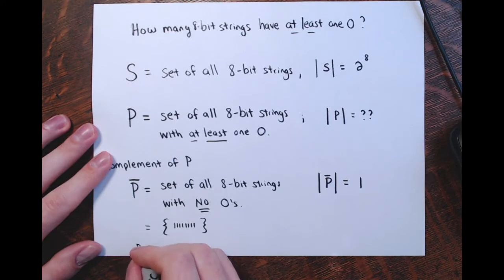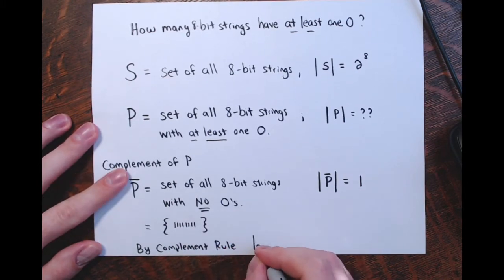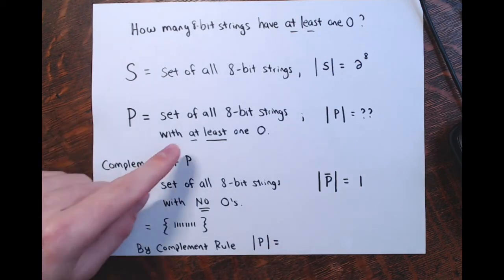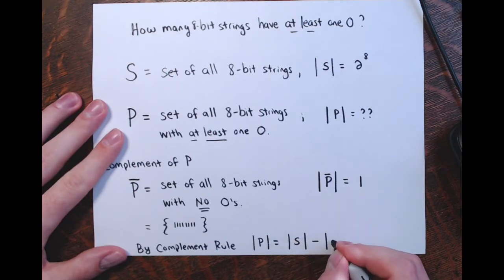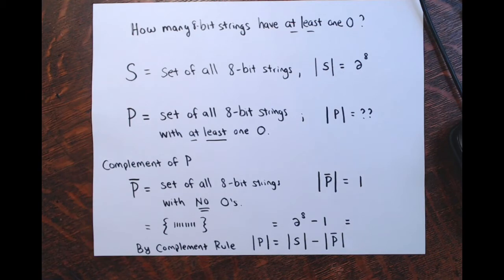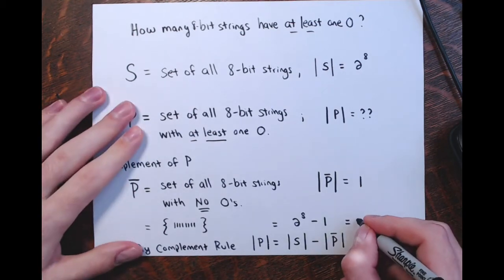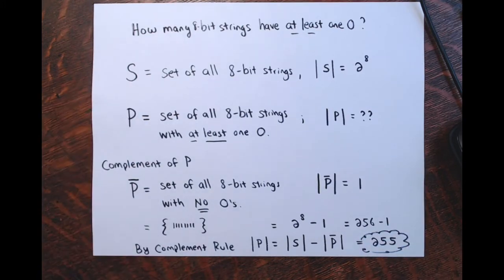And then by that complement rule that was shown to us in the text, the size of P, the number of 8-bit strings with at least one 0, is the size of the entire set of 8-bit strings minus the size of the number of strings with no zeros. So this would be 2 to the 8th minus 1. And let's see, 2 to the 8th: 32, 64, 128, 256, minus 1 is 255. So there are 255 8-bit strings that have at least one 0. And there's only one that doesn't.